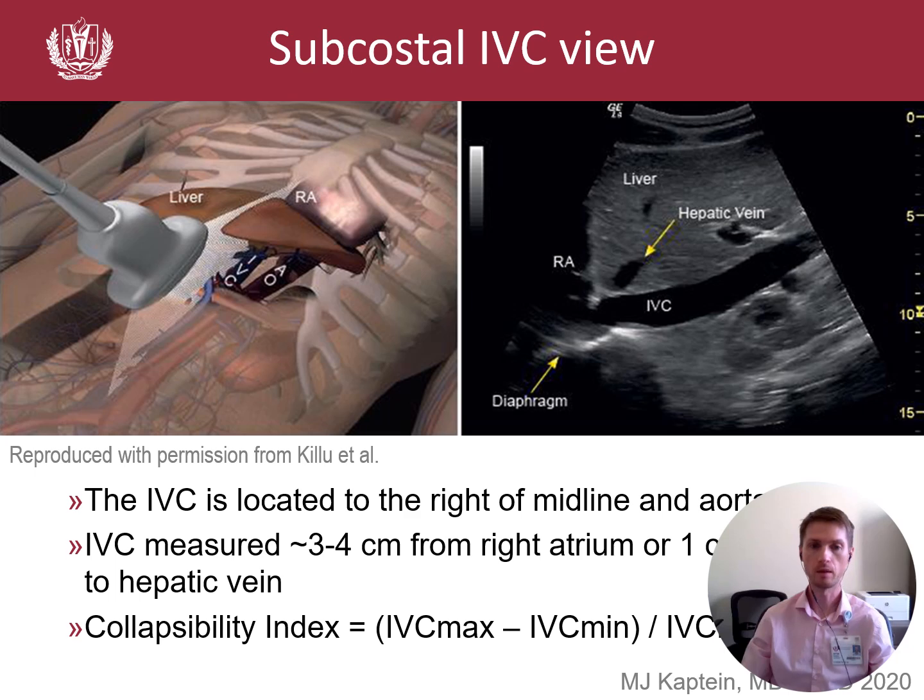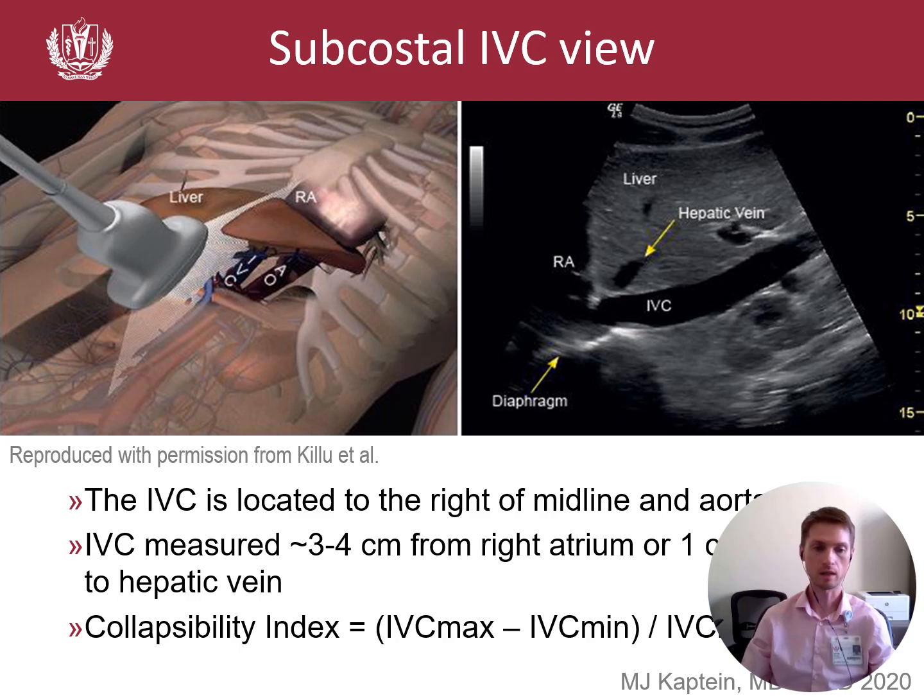So how do we do this ultrasound volume assessment? Very briefly, the inferior vena cava is located near the midline of the patient, and its diameters and the variation in diameters are measured about 3 to 4 centimeters from the inlet to the right atrium, or about 1 centimeter below the hepatic vein. And a collapsibility index is the maximum diameter minus the minimum diameter, then divided by the maximum diameter to normalize. This gives you something called the collapsibility index.